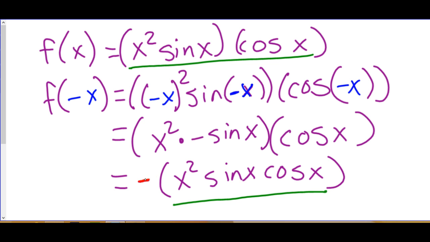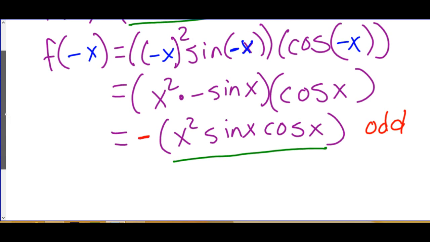Looking at what we had originally, it matches everywhere except now we have a negative sign in front. That means our function is odd. So this would be an odd function. If it had matched exactly, it would be an even function. And that's how you check every function to see if it's odd or even. You plug in a negative x and simplify it.